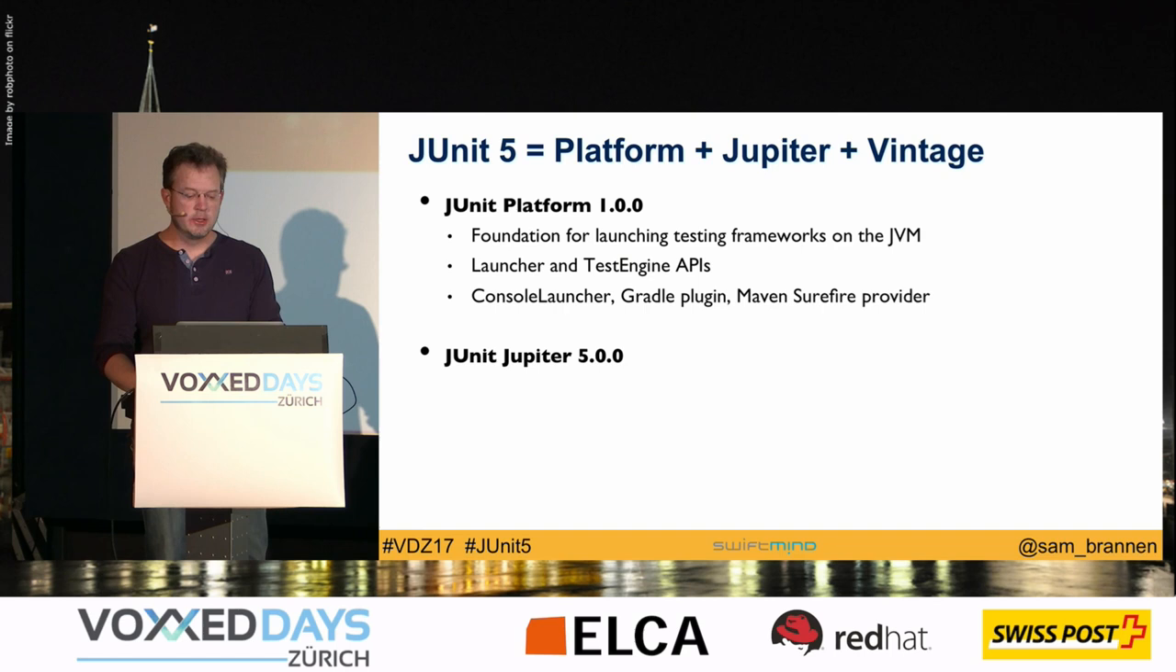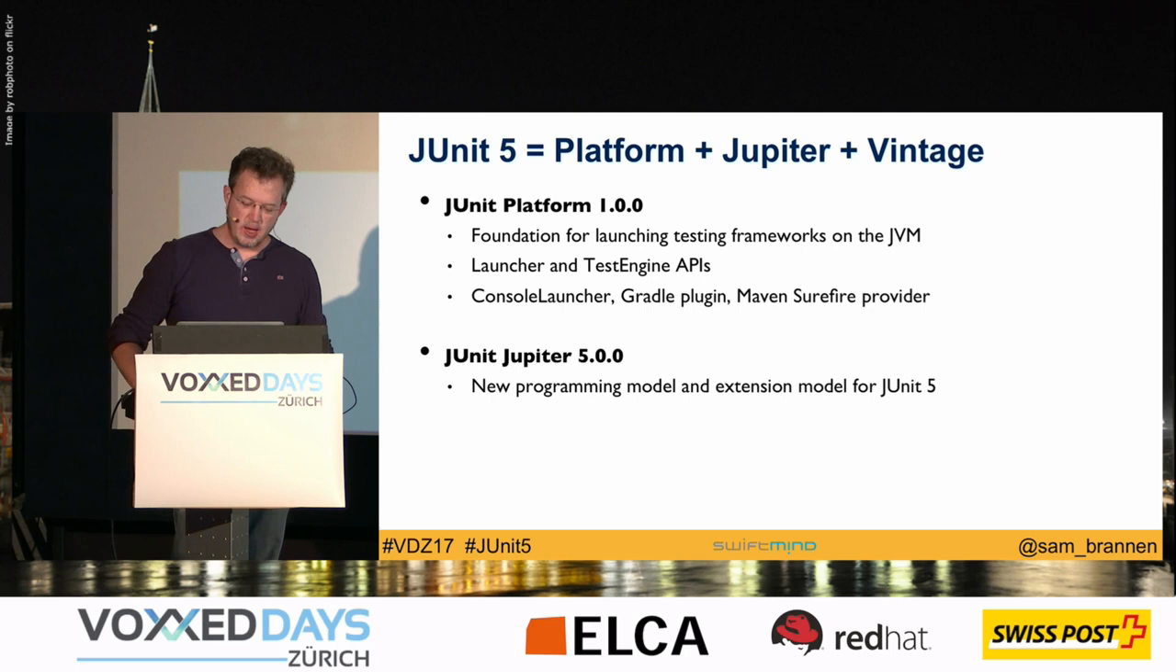So the new programming model is not called JUnit 5 on its own. It's actually called JUnit Jupiter. And the reason is we didn't want to tie it to a number like with JUnit 4, because we don't know, the next release might be version 6, but it might still be the same programming model. It would make sense to have a name like Jupiter. And Jupiter happens to be the fifth planet from the sun, in case you're wondering about that. And it starts with a J and a U. There you go. So that is the new programming model and the new extension model for JUnit 5.